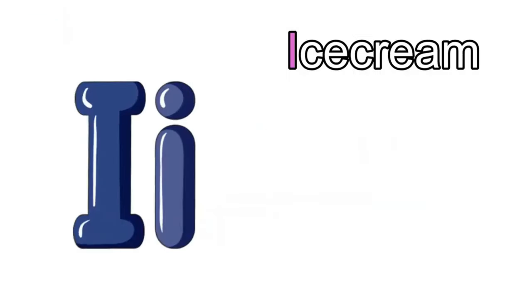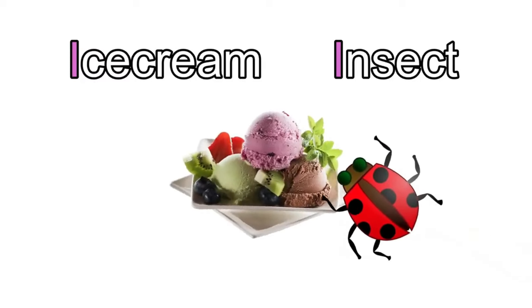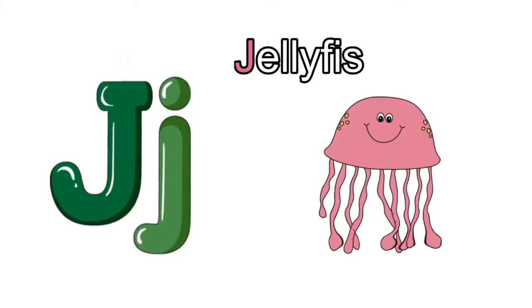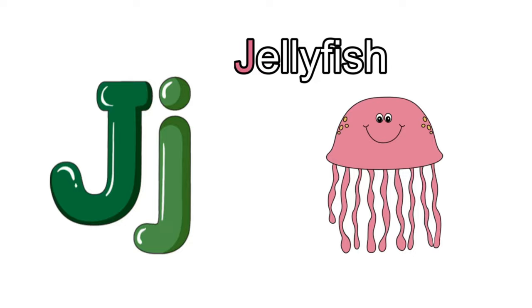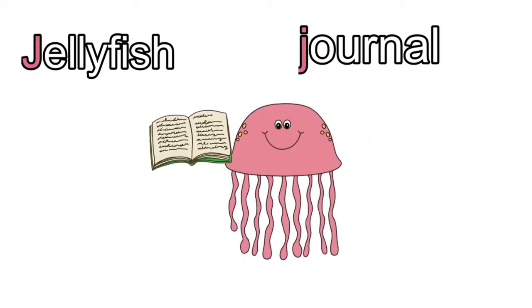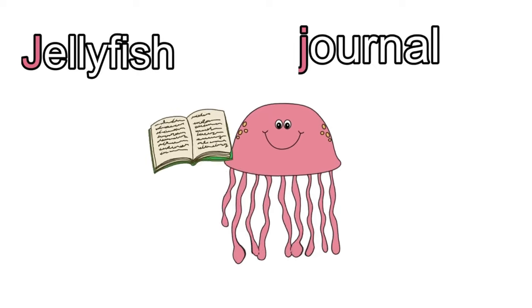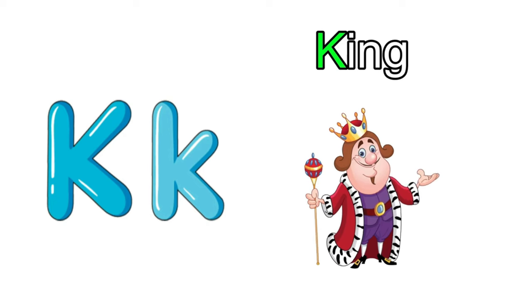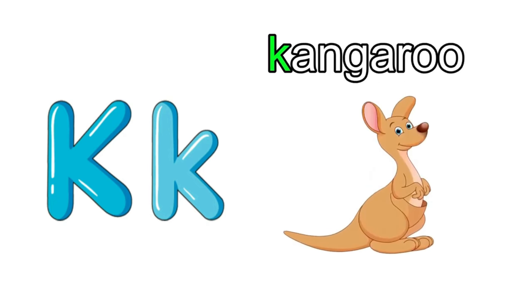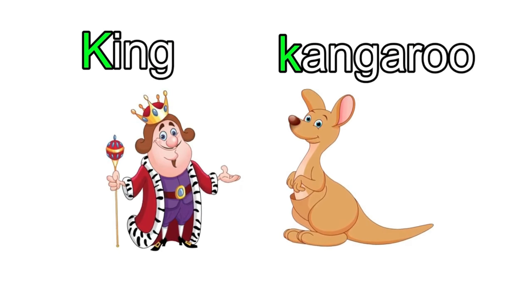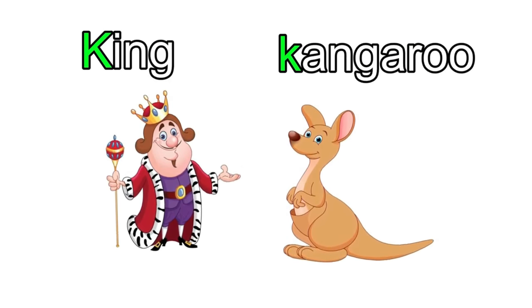I for ice cream, I for insect, ice cream and insect, i. J for jellyfish, J for journal, jellyfish and journal, j. K for king, K for kangaroo, king and kangaroo, k.